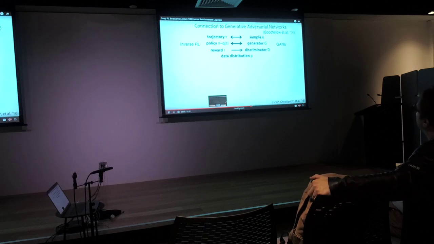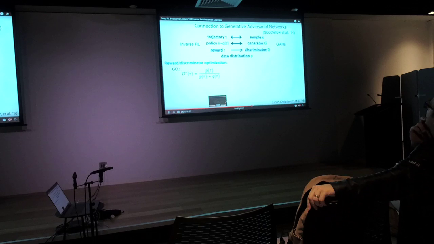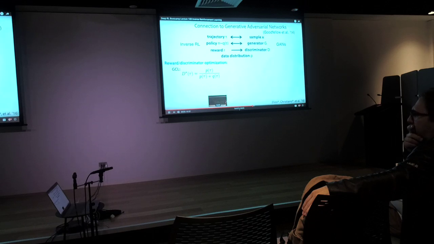Okay, so we can actually show a mathematical connection between inverse RL and GANs, which I'll quickly overview here. First, let's look at the reward or discriminator optimization. In guided cost learning, the discriminator has a bit of a special form because it's outputting this reward function. In particular, this is the optimal discriminator that's outputting the probability that a trajectory came from the demonstration distribution rather than coming from the policy, the generator.